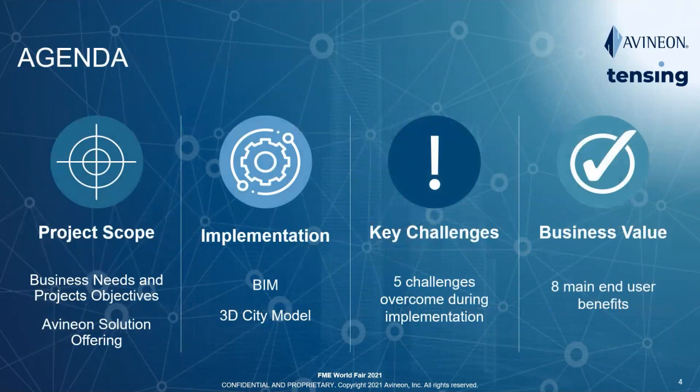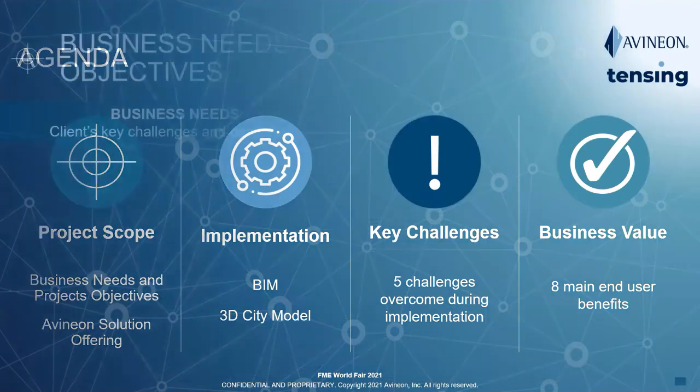Here's our agenda for today. First, we're going to be talking about the project scope. What were the solutions that we offered? What were the business needs and project objectives? Implementation for the BIM, the GeoBIM, and also a 3D city model that was developed, and key challenges and the business value. So each one of those we'll be covering in the forthcoming slides.